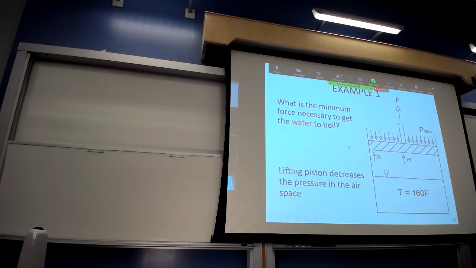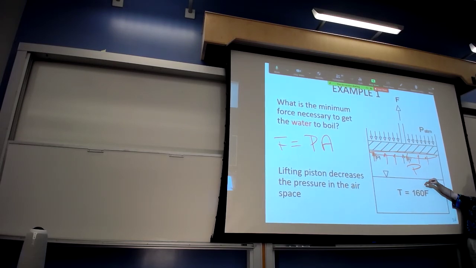I'm just going to go back a slide. The force is being distributed over the bottom area of the piston. So as we pull this up, that force is distributed over the bottom, and that's what's giving us the pressure. Remember from the previous lecture, force is equal to pressure times area. So we're trying to figure out what the pressure condition is, or what force we have to pull to create a boiling condition here.